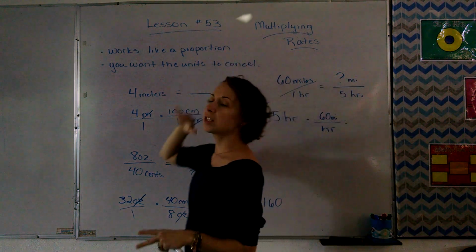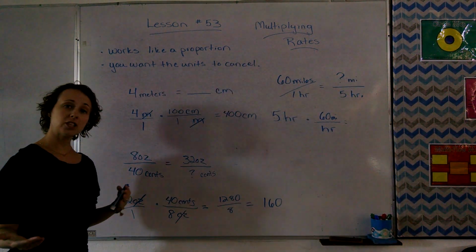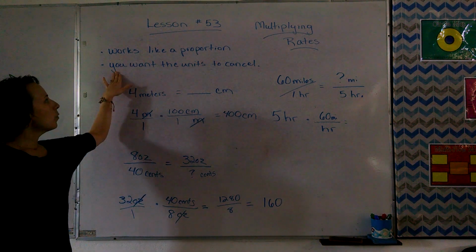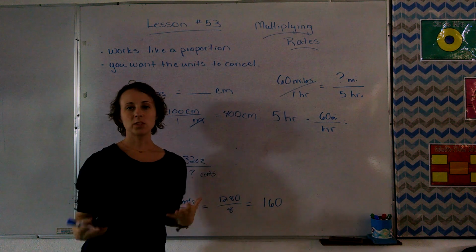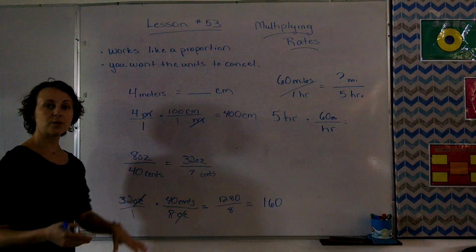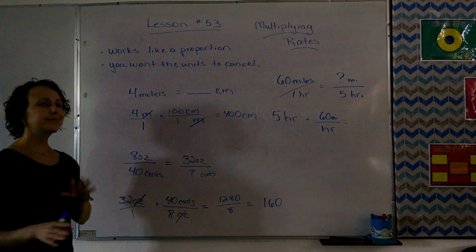Our work today is going to look a lot like proportions or like fractions. We're going to be able to move them around. But what we want today is for our units to cancel out. That's our ultimate goal, to be able to multiply by some sort of converting factor that will make the units cancel. Let me show you what I mean.